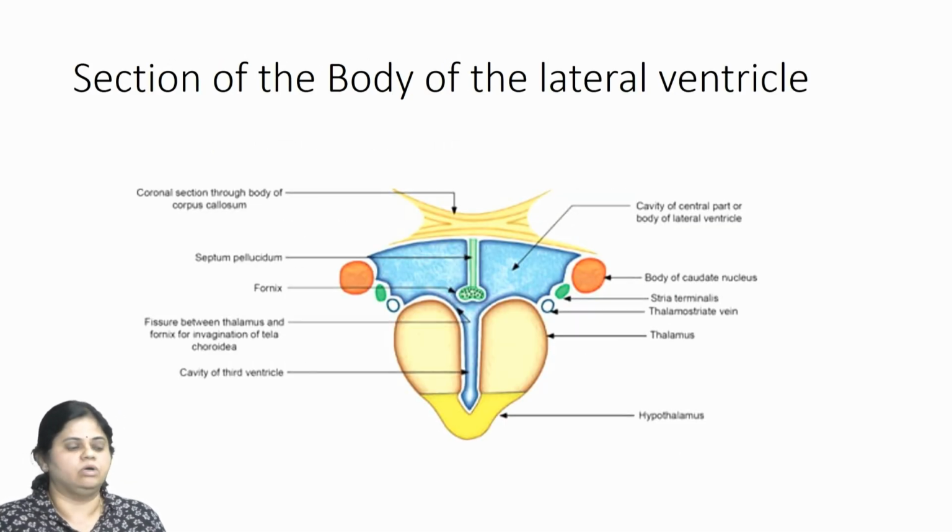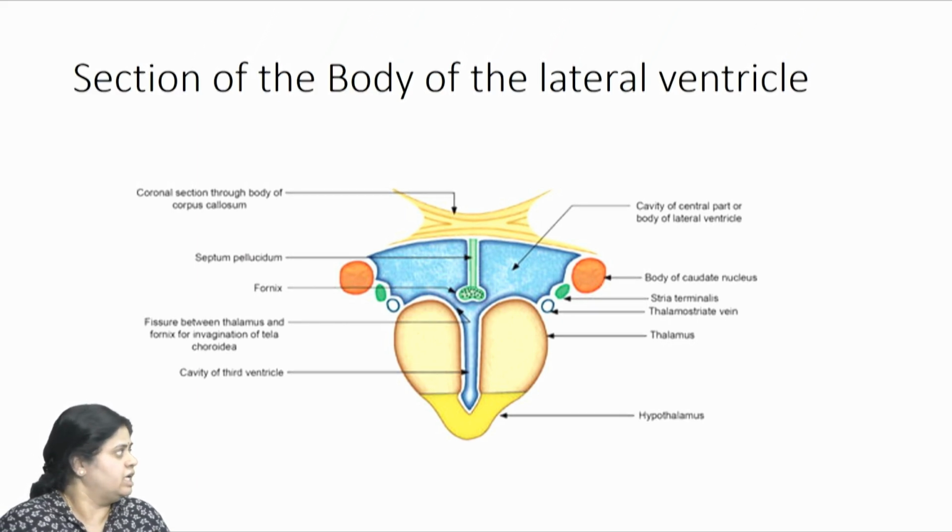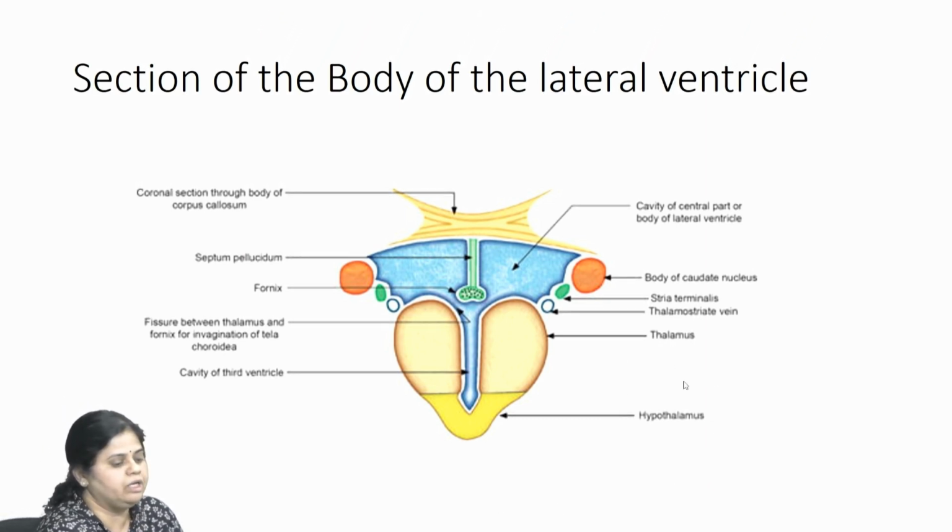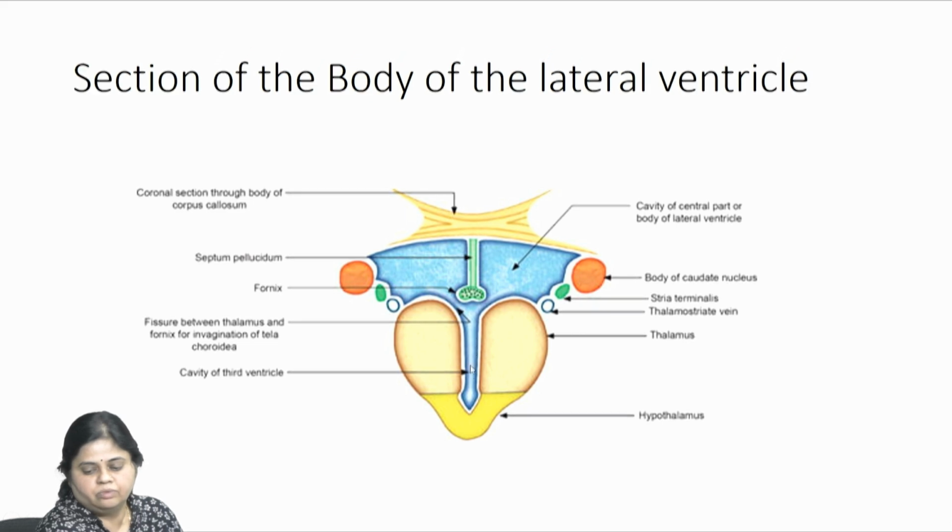Now let's look at the important relations of the body of the lateral ventricle today. In the sectional view, this is mainly a coronal view, and in that we see a superior relation, this part, and an inferior relation mainly, and a septum called the septum pellucidum, which separates the two ventricles. And this is the common channel which communicates the central part of the body of the lateral ventricle to the third ventricle. So what we see here is the third ventricle.